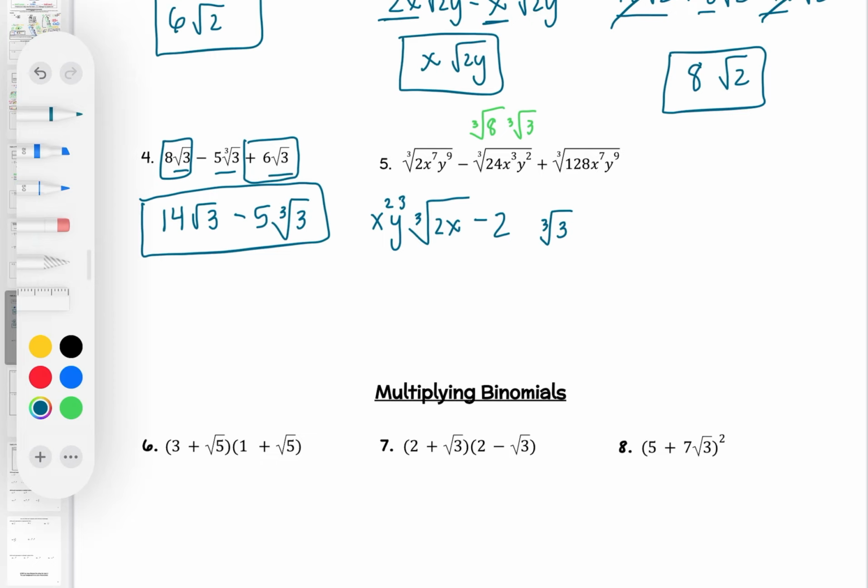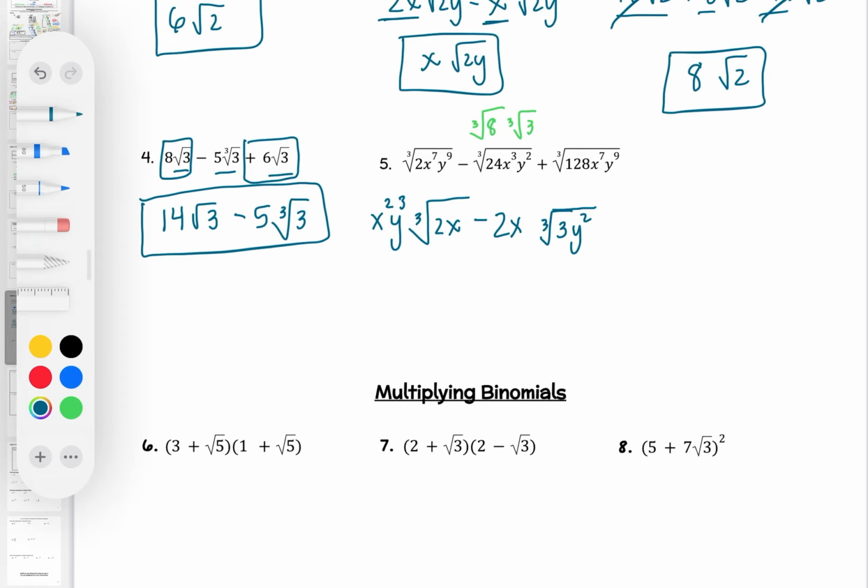And then we're going to be able to pull out 1x, and we're going to be able to pull out no y. So we're going to have y squared left on the inside. And then lastly, we have 128. So 128 is a big number. We need to figure out what can we divide 128 by that will be a perfect cube.